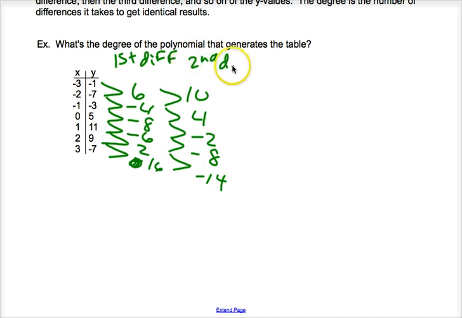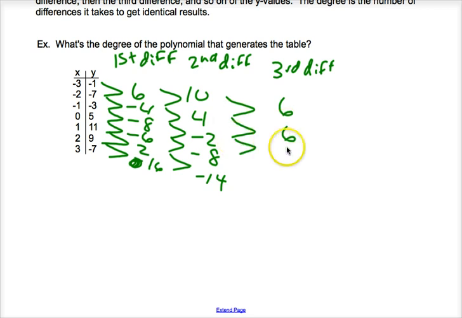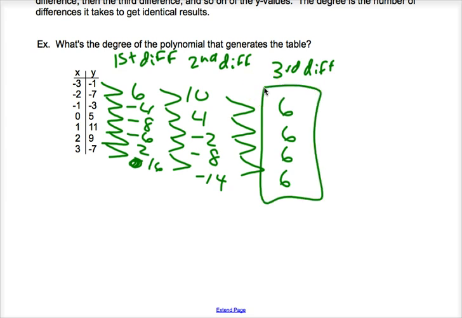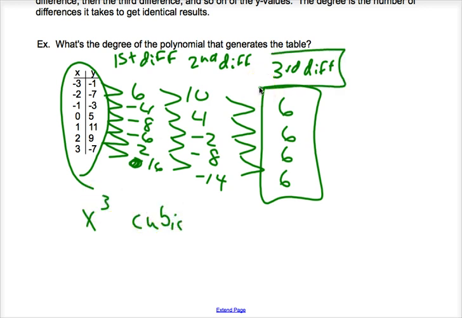Second difference didn't work. It did not give me all the same, so I got to go again. I'm going to go to the third difference. 10 minus 4 is 6. 4 minus -2 is 6. -2 minus -8 is 6. -8 minus -14 is 6. Now they're all the same. That tells me that this function right here is something with x to the third. It's a cubic, because it took me 3 subtractions to get all the same. If it took me 4, it would have been to the 4th, quartic. If it had taken me 5, it would have been to the 5th, quintic.